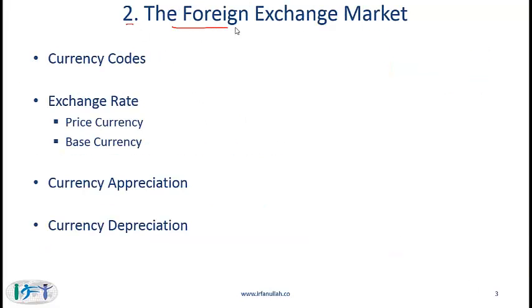Section 2, the foreign exchange market. The first point to recognize here is that every currency has a 3-digit code. The US dollar has this code, the euro is EUR, and so on. You can take a look at Exhibit 1 in the curriculum to see the codes associated with some major currencies in the world. The second point is that an exchange rate tells us how much one currency is worth in terms of the other.